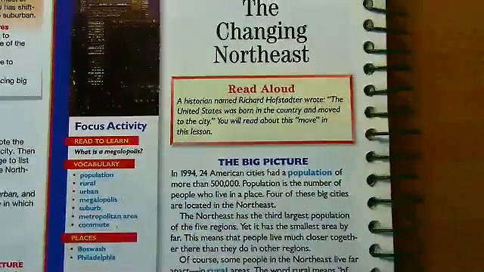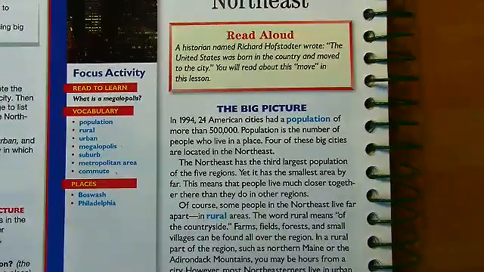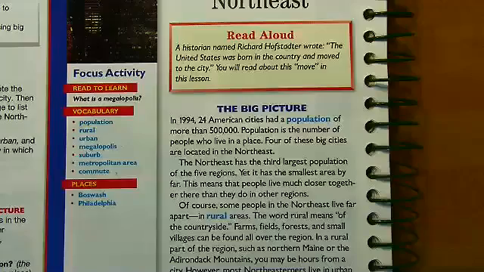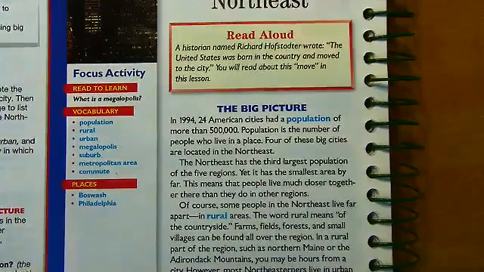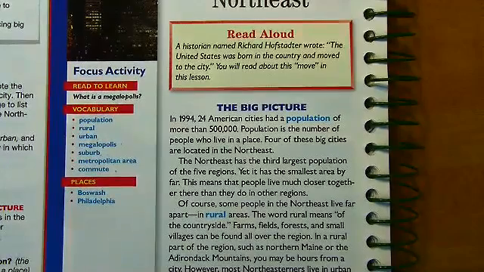The big picture. In 1994, 24 American cities had a population of more than 500,000 people. Oh, that wasn't much compared to now. Population is the number of people who live in a place. 4 of these big cities are located in the Northeast. The Northeast has the third largest population of the 5 regions. Remember, we studied the Southeast, now we're in the Northeast. So this is the third largest. Okay, so we're number 3.